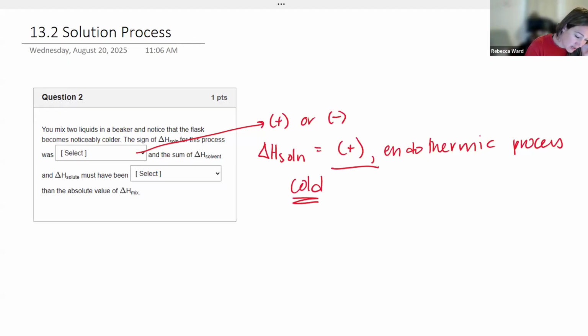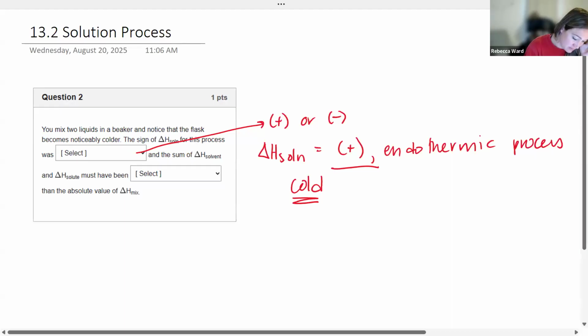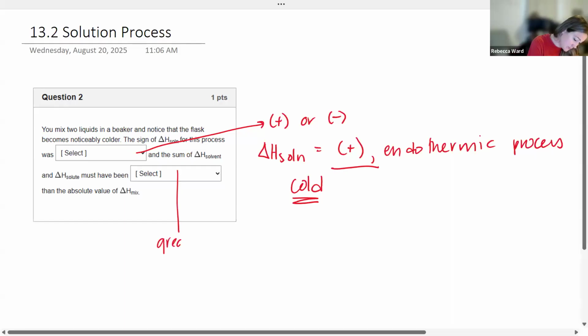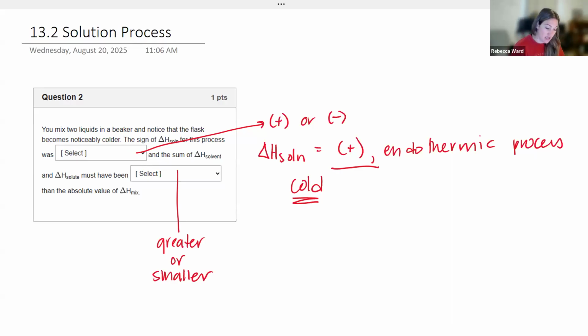All right. The next question is: the sum of delta H solvent and delta H solute must have been, and then this is, I think, bigger, smaller. Let me just make sure I know exactly what I'm asking you guys. Oh, it's just greater or smaller. Is it greater or smaller than the absolute value of delta H mix?